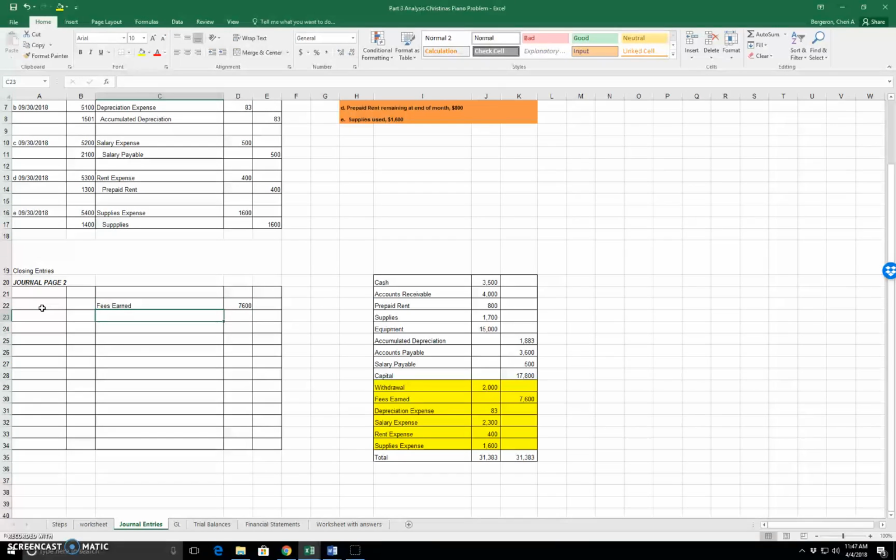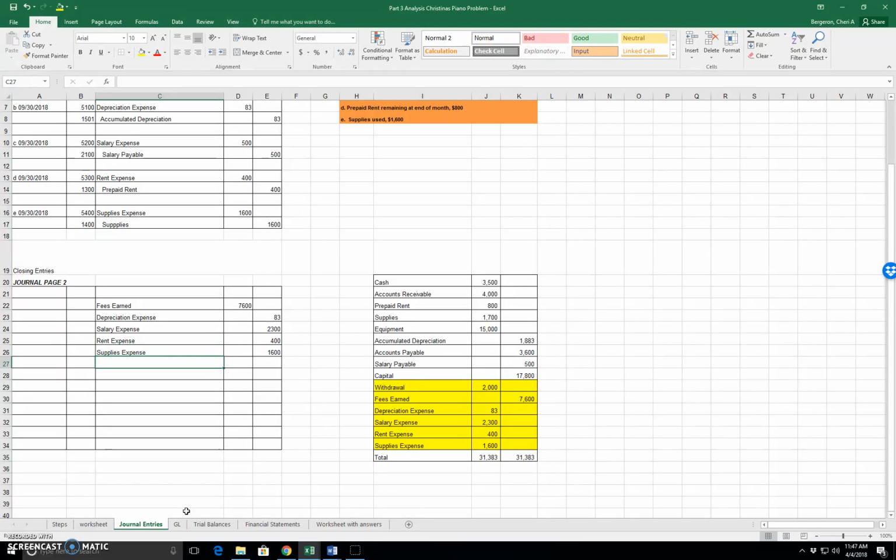Now I need to close my expenses. They all have a debit balance, so if I want to get their balance to 0, I'm going to credit it. Salary expense needs to be credited for $2,300, rent expense needs to be credited for $400, and supplies expense needs to be credited for $1,600.